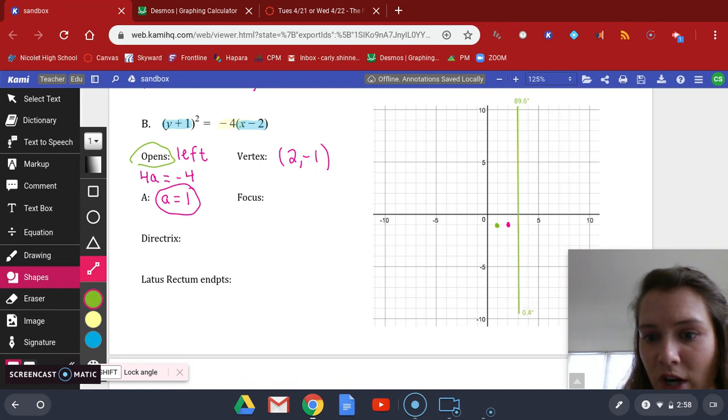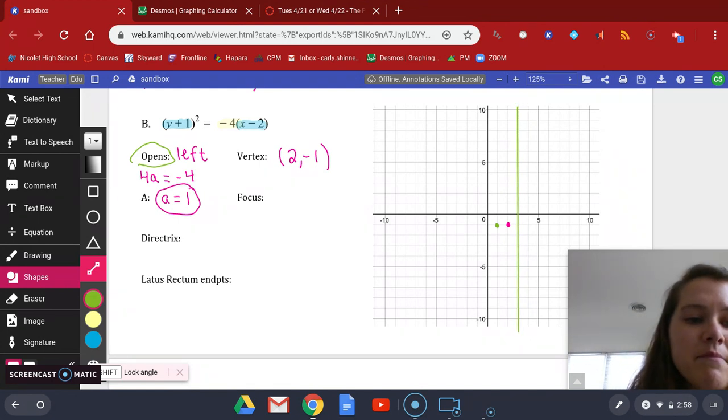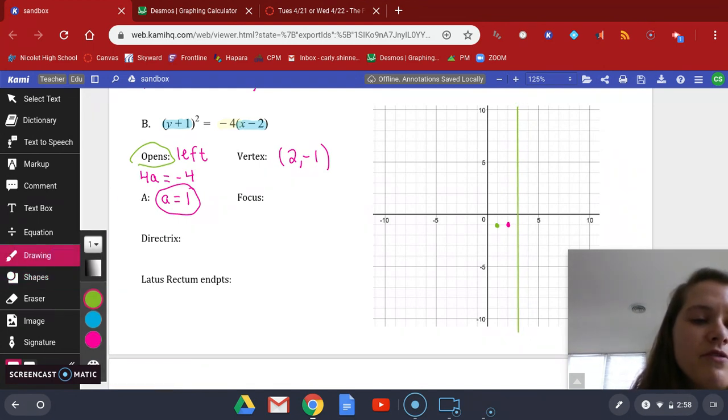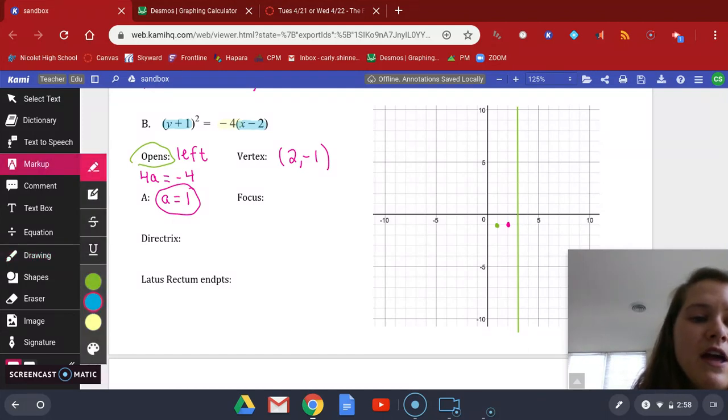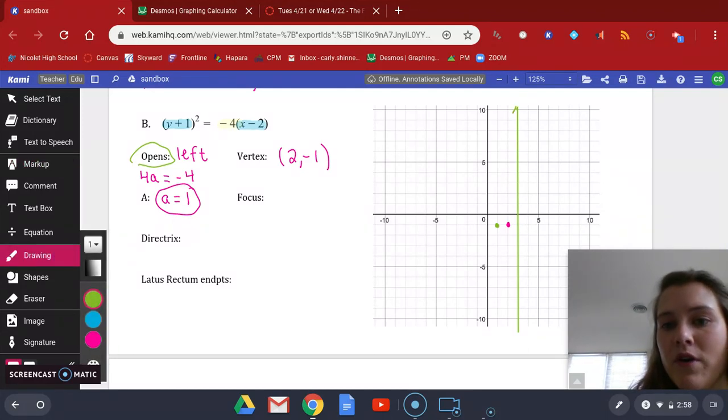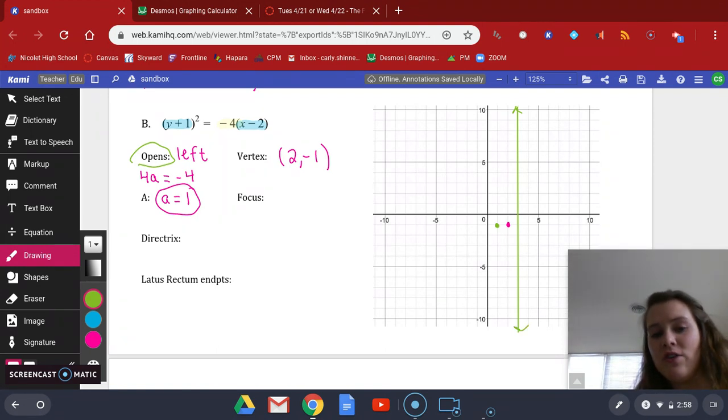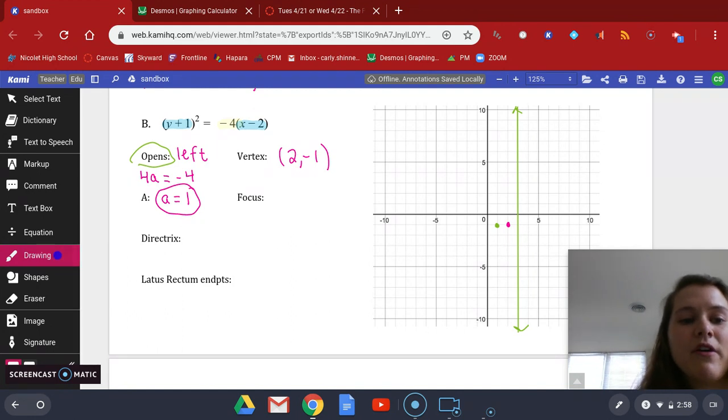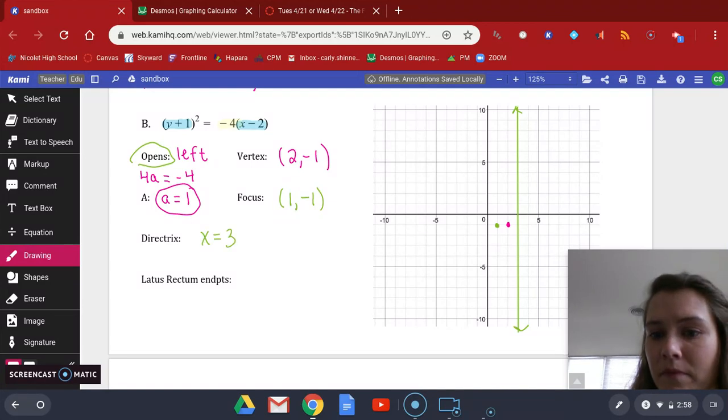So here's my directrix. Now, think of a directrix as not technically part of your parabola itself. It's part of how the locus of points is created. So the foci and the directrix, I always do them in green because they're not actually part of the parabola. They're part of how it's made. So I like to do them in another color. All right, so my focus here is 1, negative 1. My directrix is the vertical line, x equals 3.